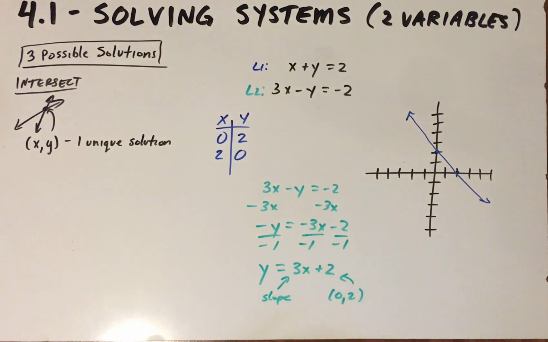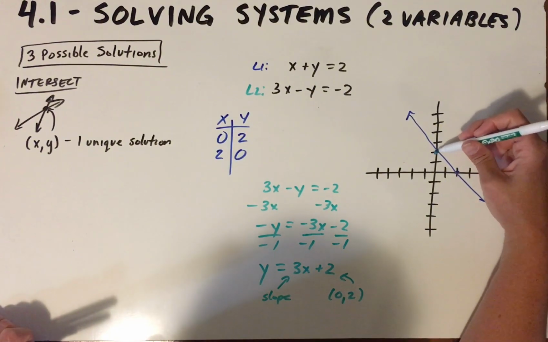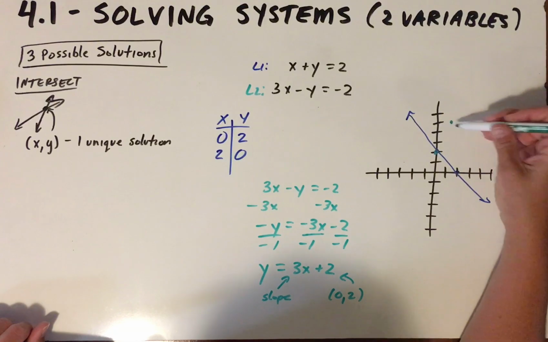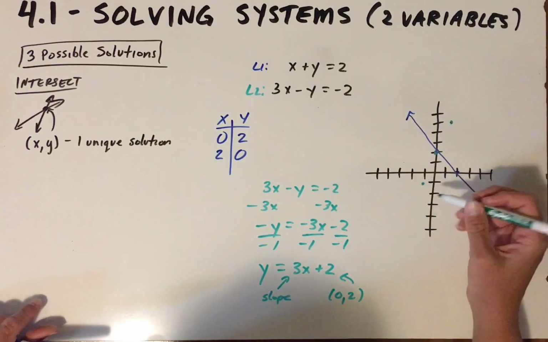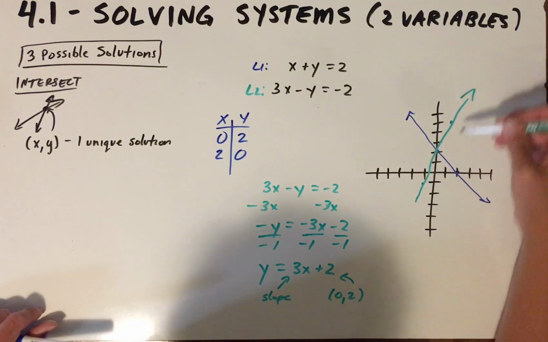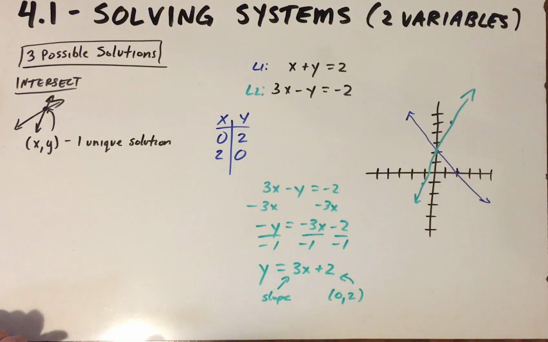So I know that the point 0, 2 lies on the green line, which happens to be this point right here. Then I'm going to go up 3 and right 1. And that is this line right here. Wow, that was a really pathetic line. But you get the point.